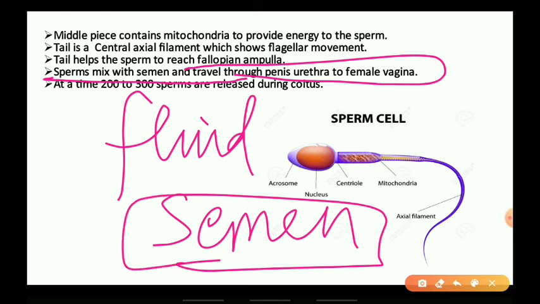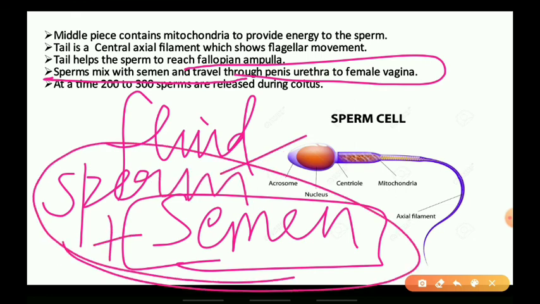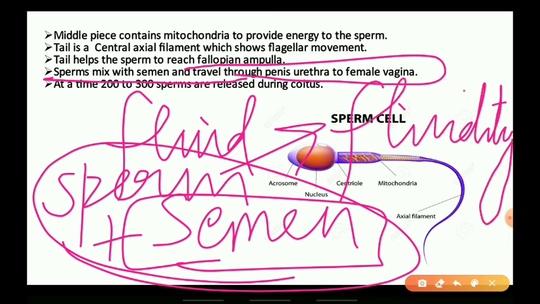This is released by some accessory ducts of the male reproductive system. It is released from the seminal vesicles, from the bulbourethral glands, and also from the prostate gland. A lot of fluids get mixed together and are called semen. When the sperms get mixed with the semen, they have fluidity, which means they can flow very easily.